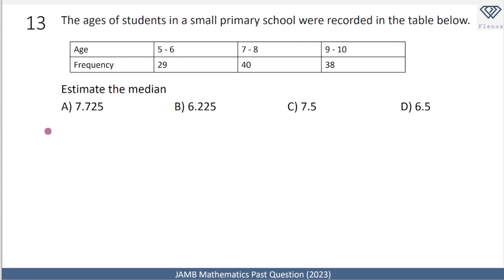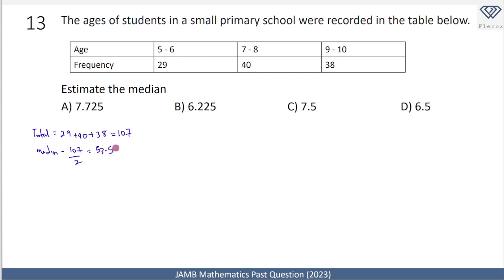Now, what are the total students? We are told to estimate the median. So what is the total number of students that we have? The total is just going to be 29 plus 40 plus 38, and that is 107. So we know that the median is going to fall somewhere in between. The median is going to fall at 107 divided by 2, which is 53.5.